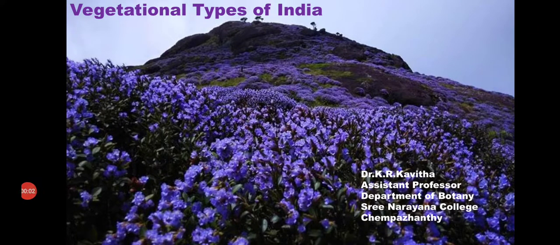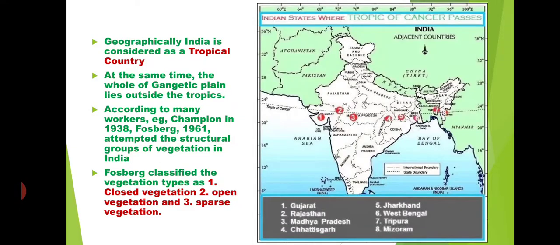Dear students, today we will study the second part of phytogeography, that is vegetational types of India. In the previous class we generally discussed the major concepts related to phytogeography. Today we will study some particular characteristics of some types of areas in our country. So, coming to our portion, that is the vegetational types of India.